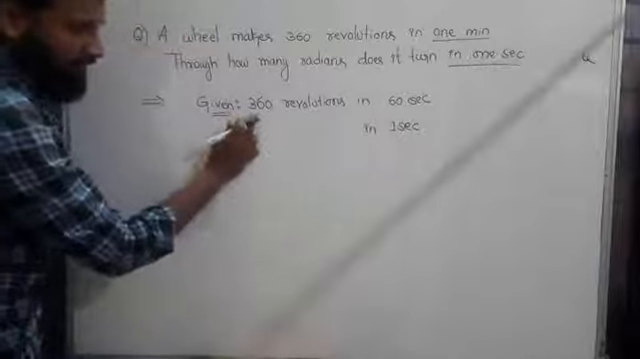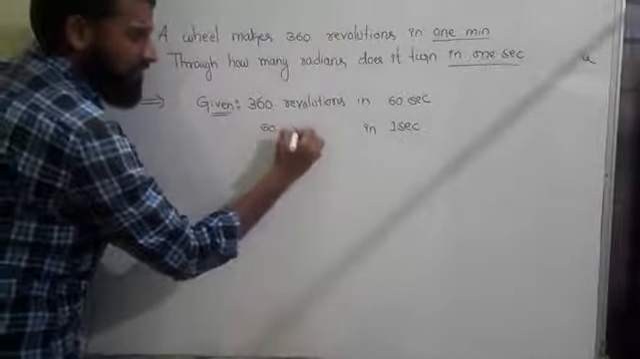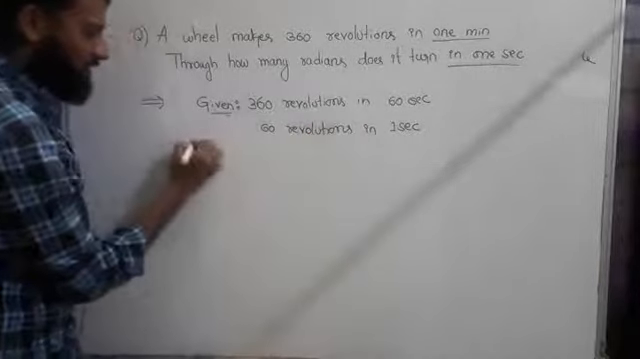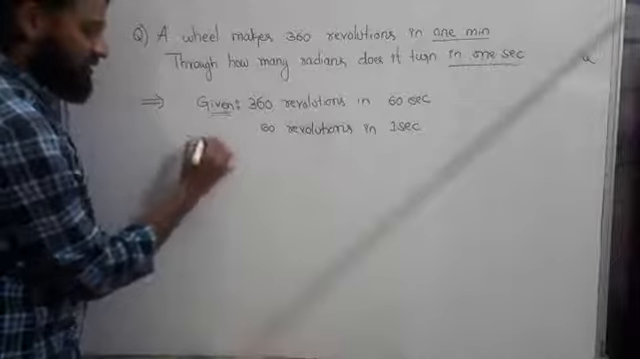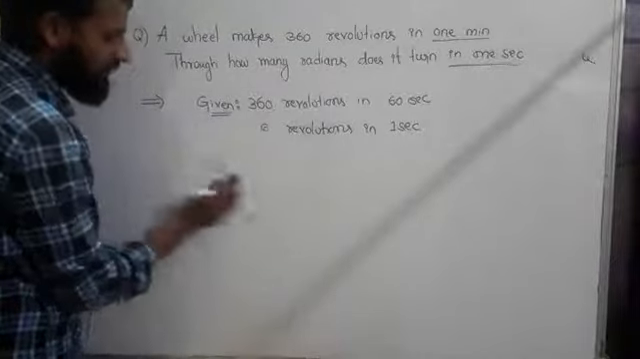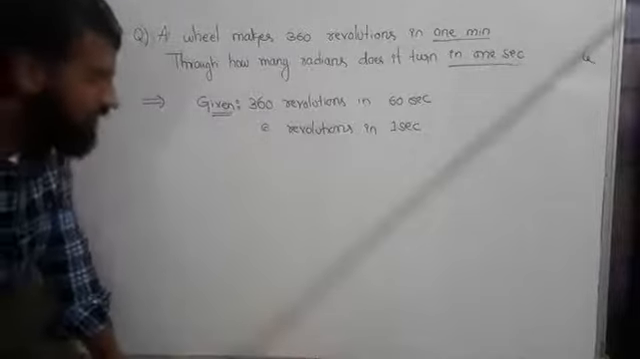We have to divide by 60, right? If I divide by 60, so 360 upon 60. Sorry, that is 6 revolutions, isn't it? Yeah. So now the things are a little bit clear.